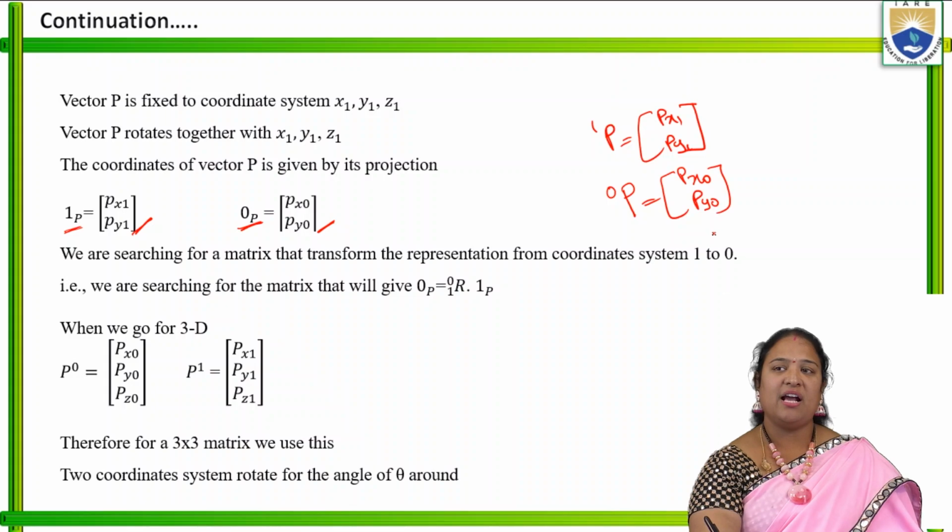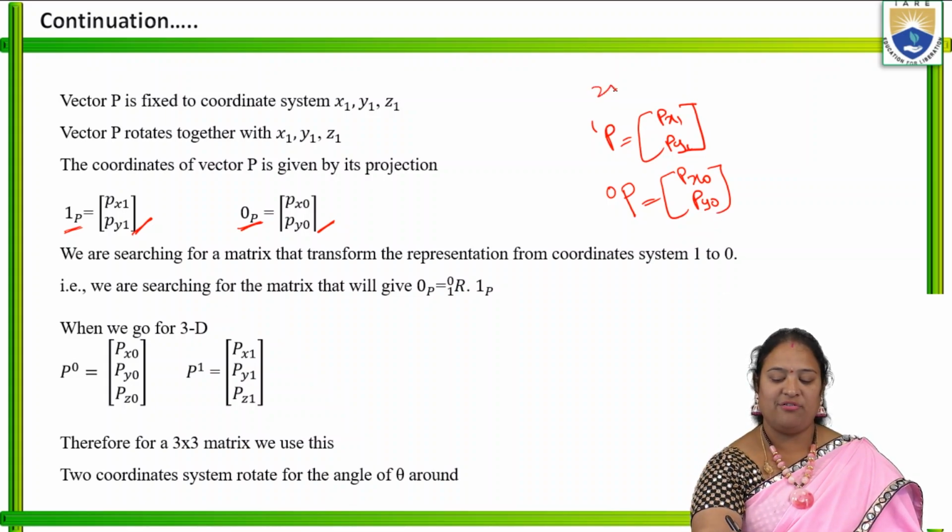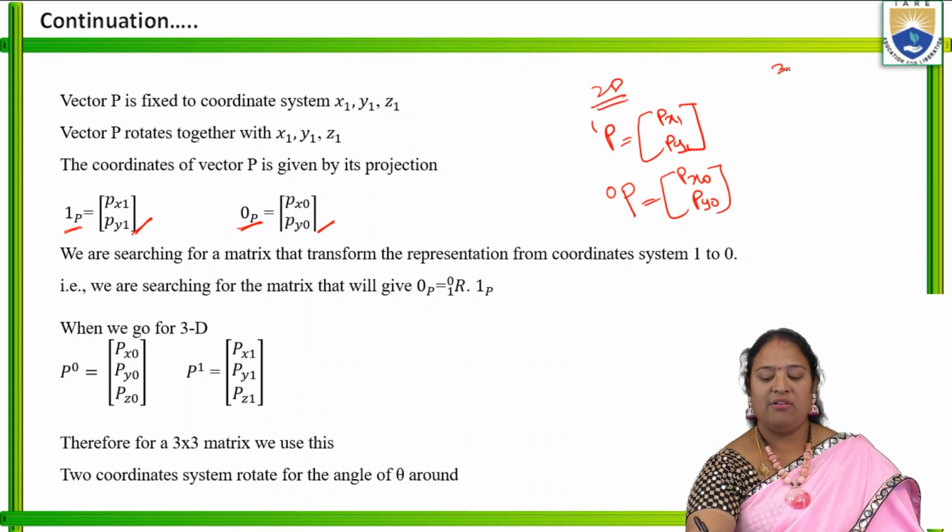The same applies for a three-dimensional figure. This is for two dimensions. When we consider a three-dimensional plane, we get the vector as px1, py1 and pz1.